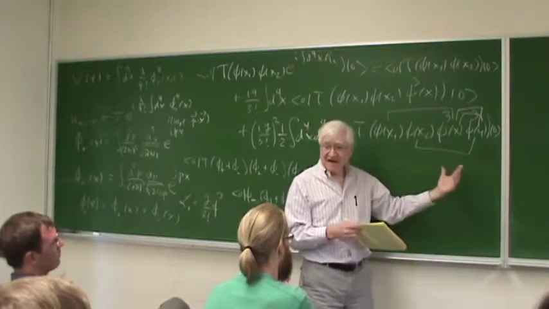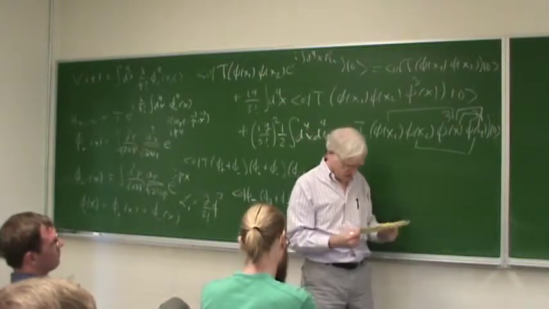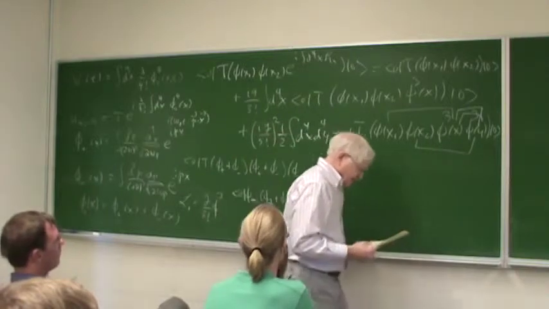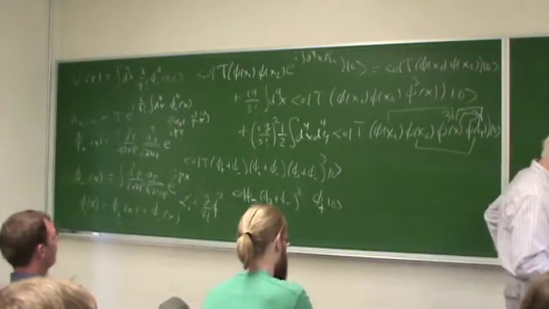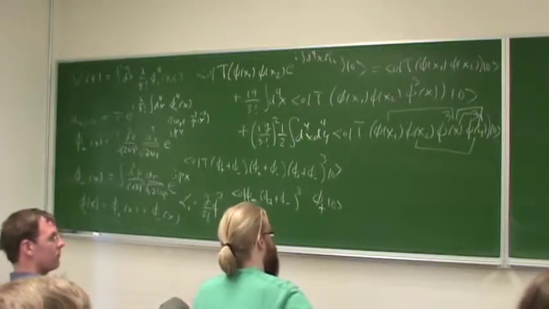You can contract in any possible way, and you have to sum over all the contractions, and you integrate over x and y. That's Wick's theorem, and it's proved in an appendix to this chapter.